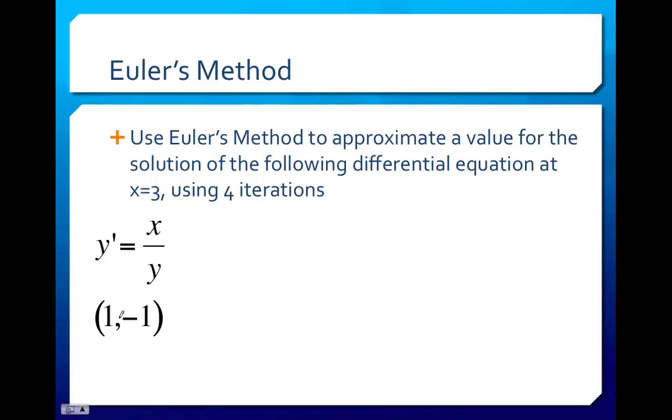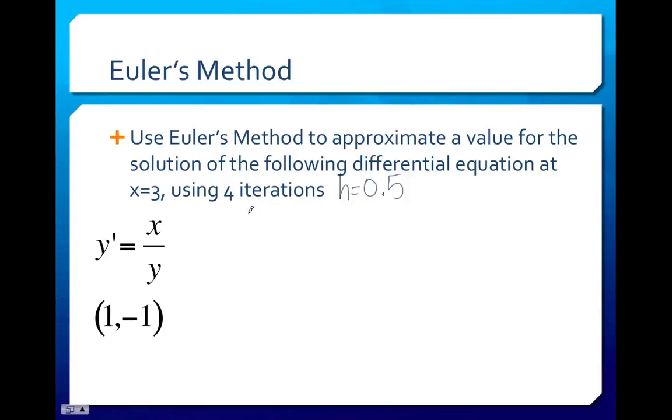My initial condition, my initial point is at an x value of 1. And I want to get from 1 to 3 using 4 iterations. So I'm going to do the change in x, which is 2, divided by the number of iterations, 4, which is going to tell me my step size needs to be 0.5. So h is equal to 0.5 here.